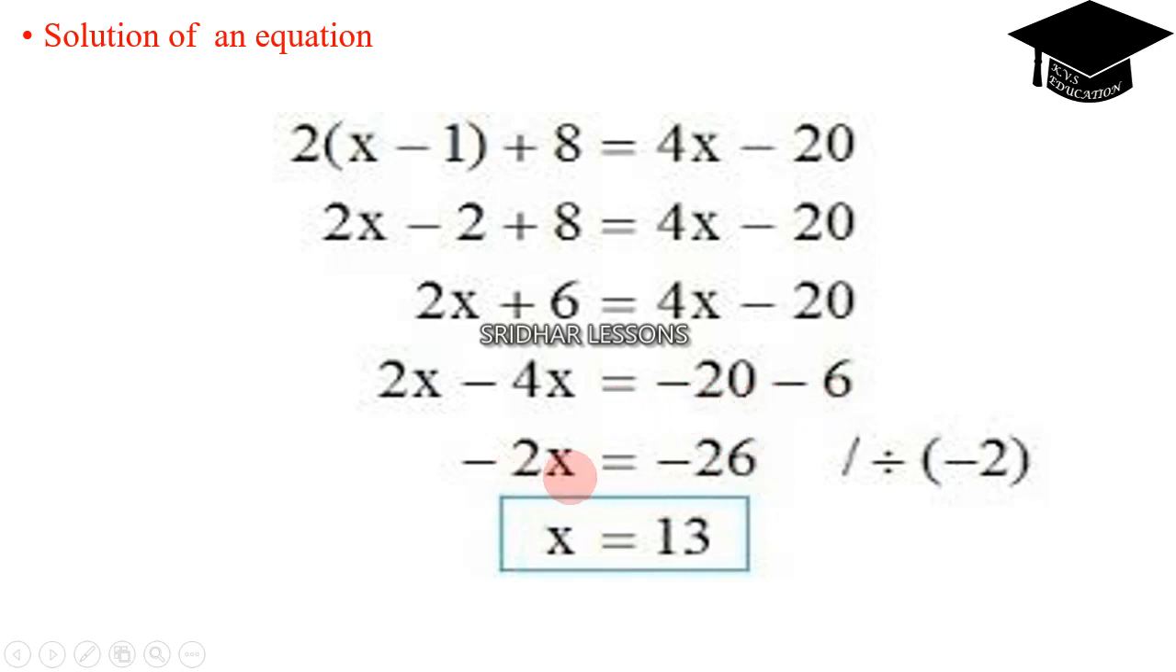That means -2x = -26, and if you divide, x = 13. Minus and minus are cancelled. This is how we find the solution of an equation, simplifying the equation.